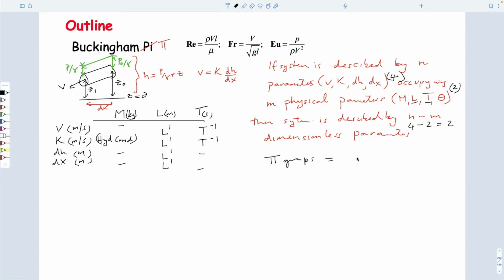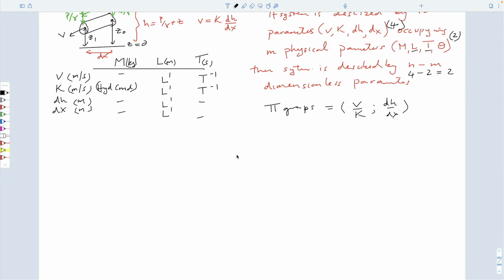And they're going to be equal to velocity over permeability, hydraulic conductivity, and could be dH over dx, or the reciprocal of them. But it can only be these 2 because there's no other way that we can combine them in a minimum set to be able to get that. And so what this says is if we want to do some experiments, then we could plot dH dx, and we could plot velocity over permeability, hydraulic conductivity.